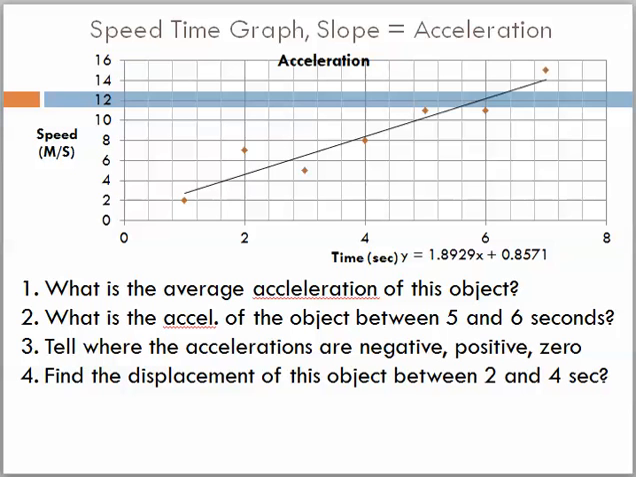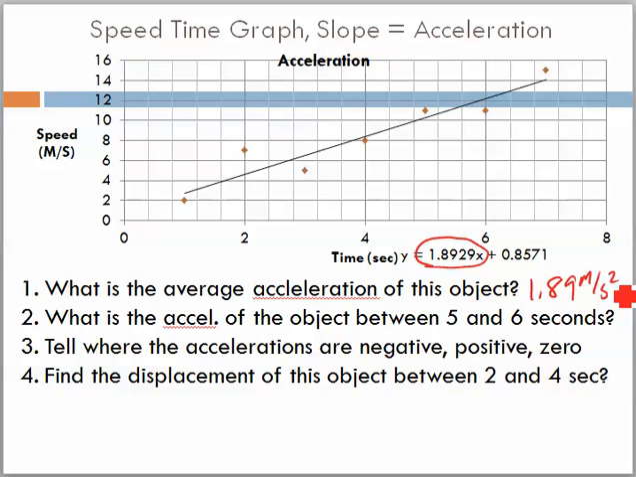All right, in this problem, what is the average acceleration of this object? I noticed that I've misspelled acceleration, but we'll continue on at this point. Well, the acceleration, as we've learned, is the slope of the best fit line. And the slope is given to us here in our equation. So one way we could find it is by looking at our equation, and we would say that it's approximately 1.89 meters per second squared.